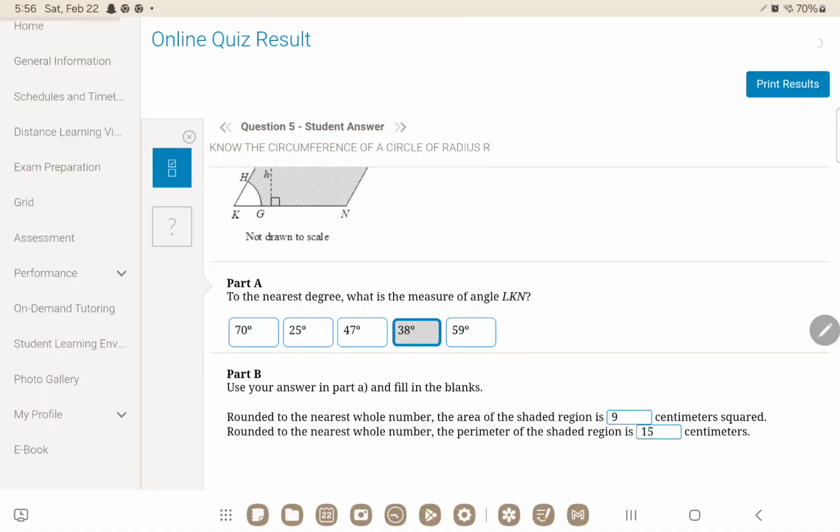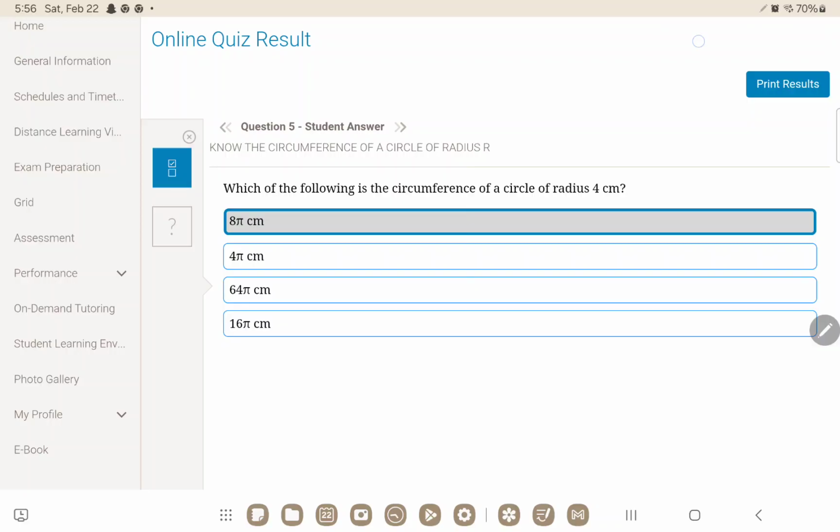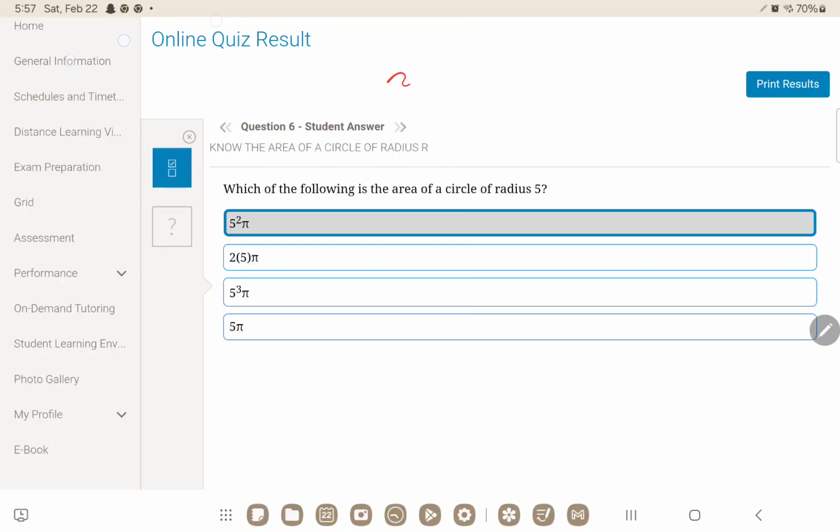Now moving on, circumference equals 2 pi r. So 4 times 2 is 8 pi, and that's it. Now area is pi r squared, so 5 squared pi is the area.